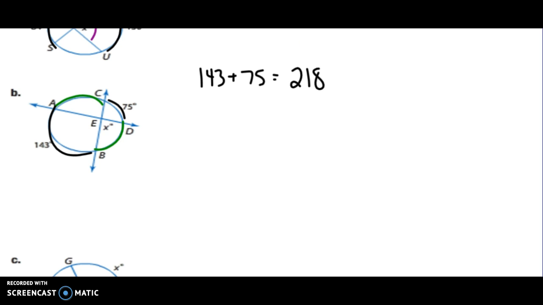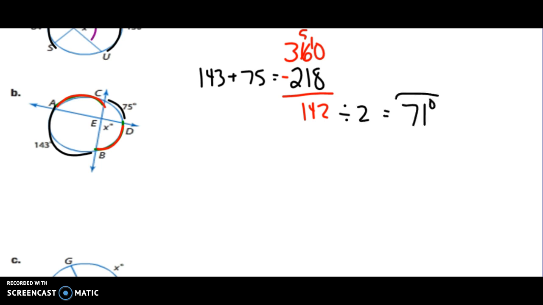So what I can do is I can take that 360 that I know the whole circle is and subtract 218 from it. So 360 minus 218 is 142. So that means that AC and BD are going to have to add up to 142 because in a circle it always has to add up to 360. So I take that, divide it by 2, and I find that it's 71 degrees for angle X.